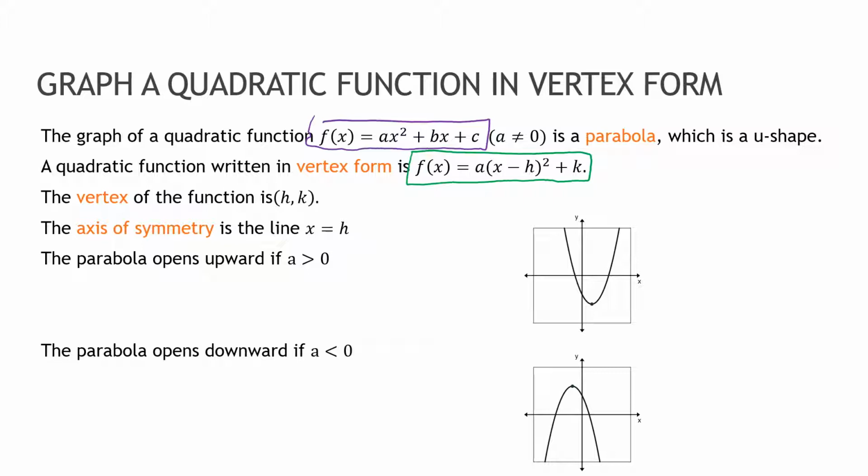The great thing about this is that we can easily find the vertex just by looking at the h and k values. Just as we talked about before in transformations, this is always going to be the opposite sign of what we see. The axis of symmetry is the line x equals h, the line at which I could draw and fold that parabola exactly in half. If a is greater than 0, so if it's positive, then our parabola is going to open up like my first example. But if a is less than 0, which means it's negative, then our parabola is going to open downward.